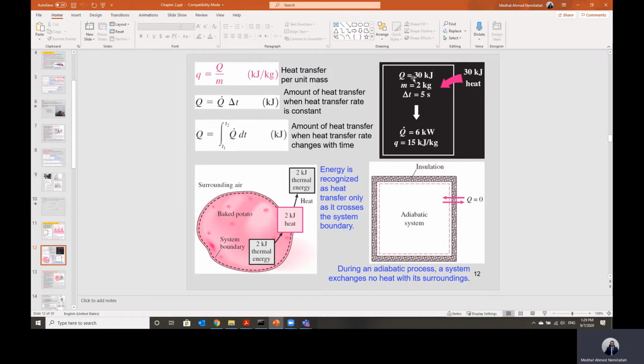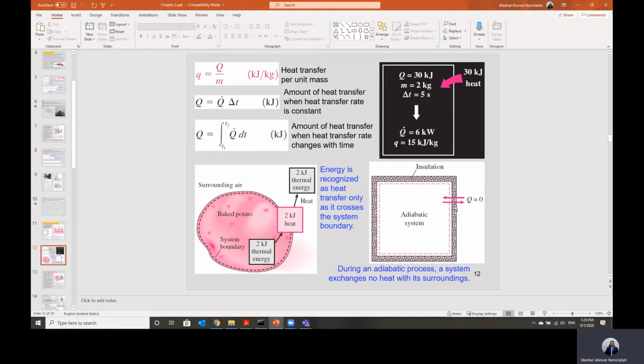Here is a simple example. The total heat transfer is 30 kilojoule for a system mass of 2 kilogram in a time slot equal to 5 seconds. Then we can calculate Q dot, which is heat per unit time: 30 divided by 5, it will be 6 kilowatt. We can calculate the specific heat, which is the total heat, 30 kilojoule, divided by the mass, which is 2. Then we get 15 kilojoule per kilogram.